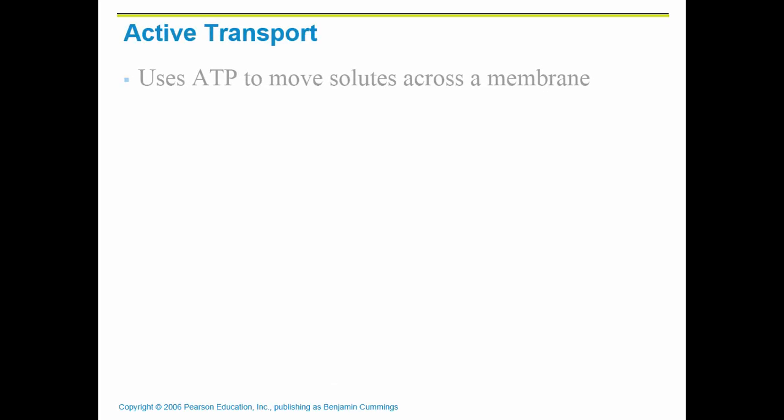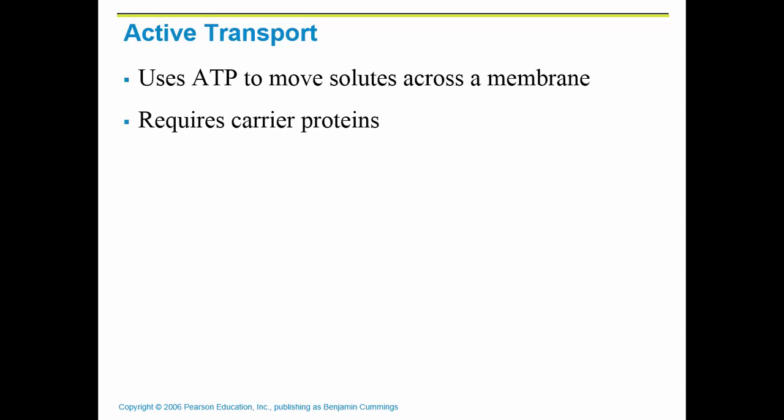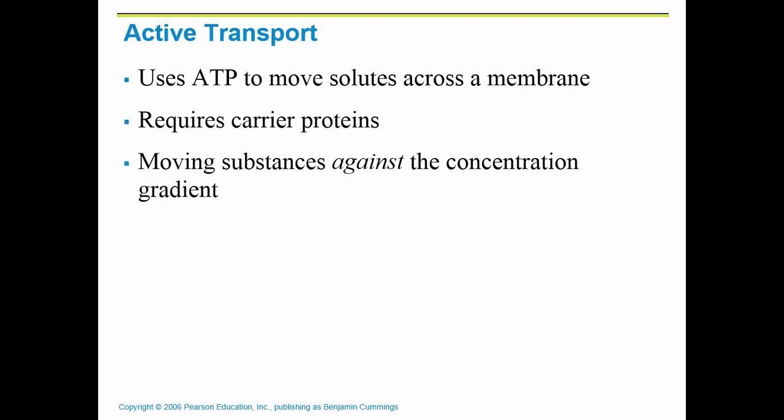Next, we will talk about active transport, and active transport needs energy to get any sort of solute from outside to inside the cell, or vice versa, inside to out. It always is going to require a carrier protein, one of those integral proteins, and we are going to be moving substances against the concentration gradient, meaning that they're going to be moving from low concentration to high concentration, which isn't the normal movement of molecules.